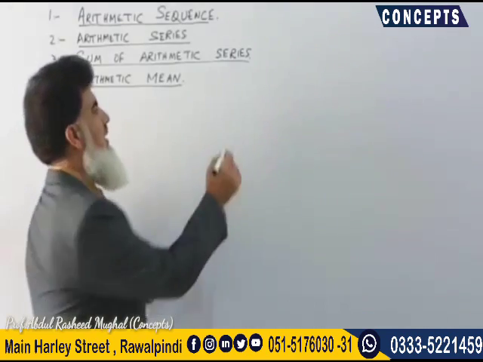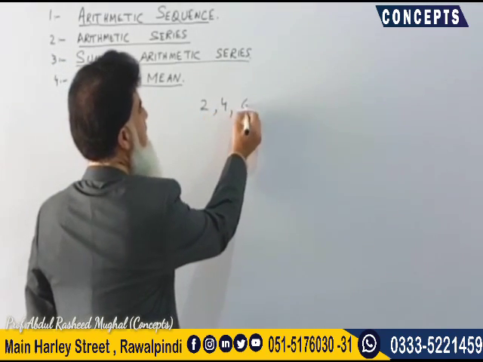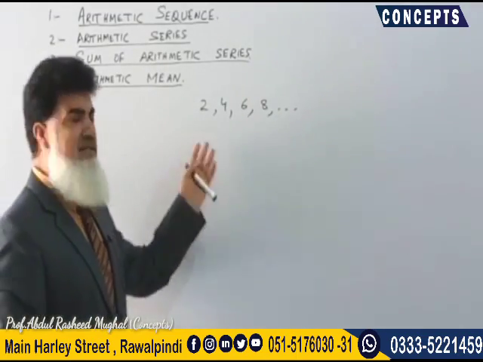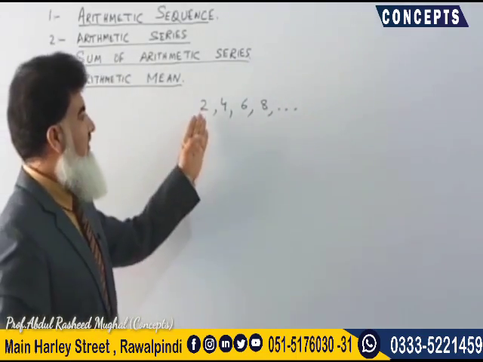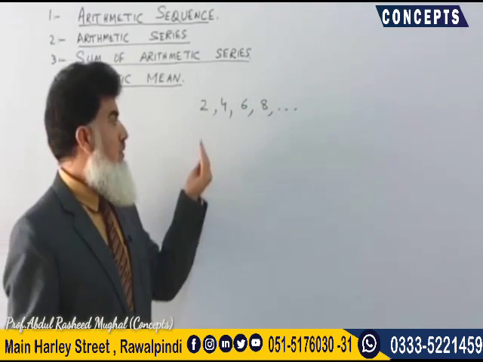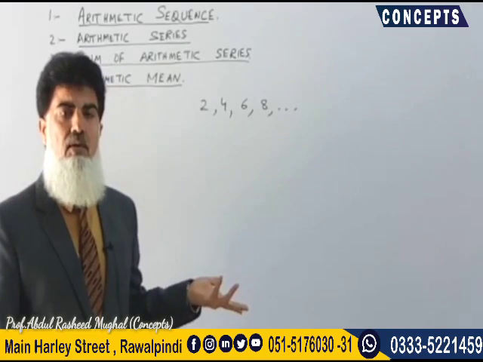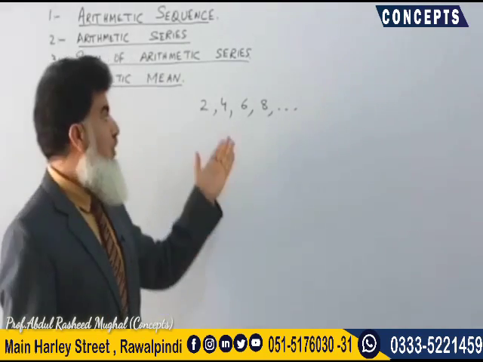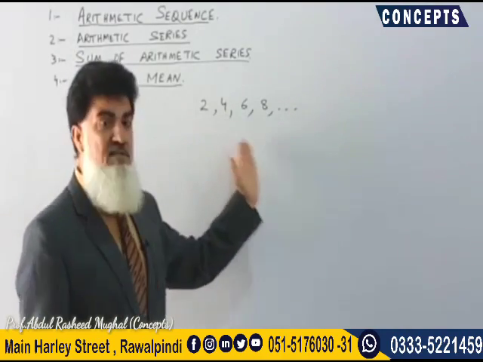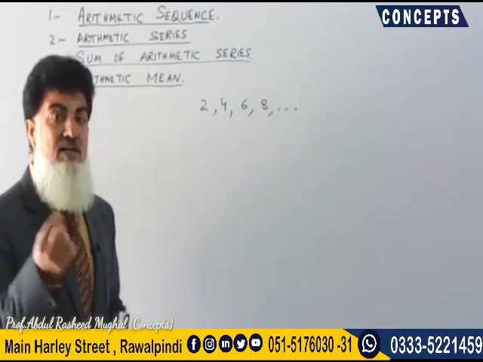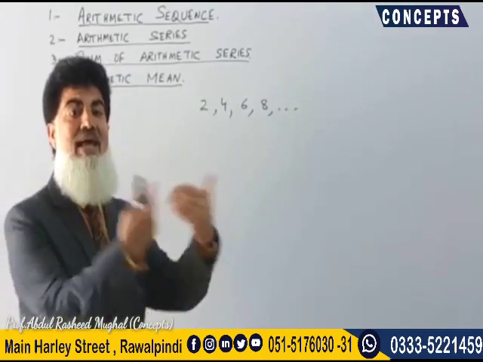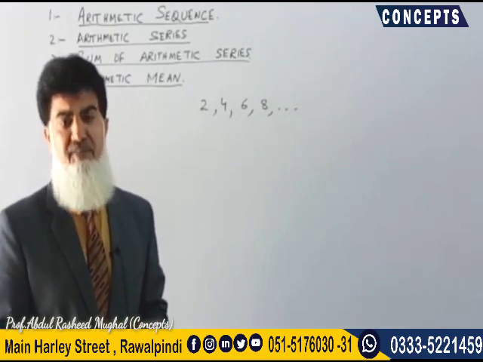Let us start with 2, 4, 6, 8 and so on. You can see that a constant number is being added to the first number. If we take 2 as the first term and we add 2 to get the next term, that is 4. If we add 2 to 4, you will get the next term as 6. This process is going on. And this constant number which is being added to get the next number is called the common difference.